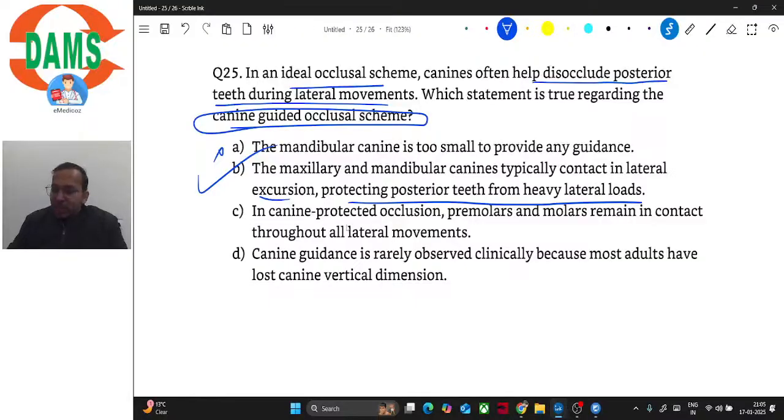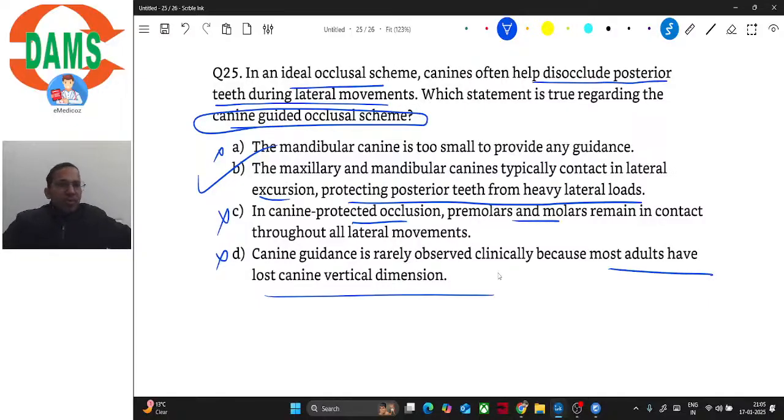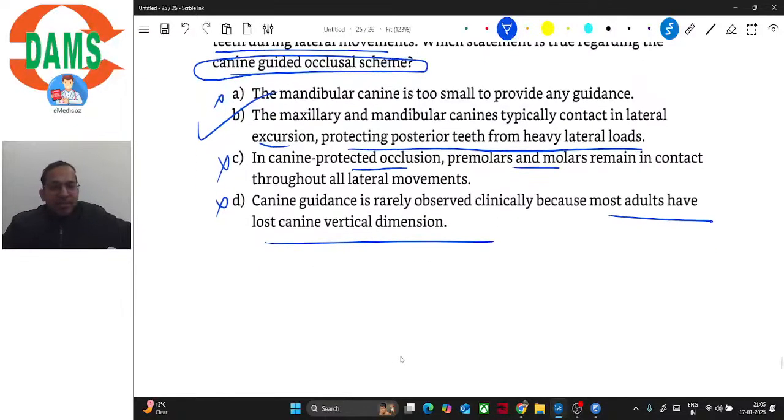In canine protected occlusion, premolars and molars remain in contact. Incorrect. As I just explained, all the posteriors get disoccluded. They are out of occlusion, isn't it? The canine guidance is rarely observed. Again, this is incorrect. It is not rarely observed. This is commonly observed, right? Because most adults have lost canine guidance. Obviously, the statement is incorrect.